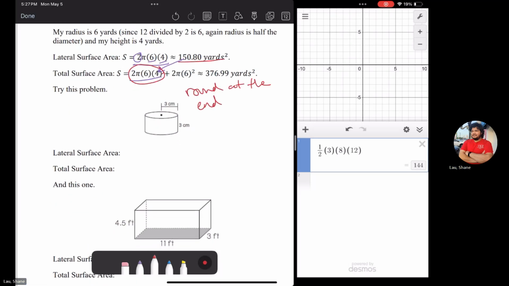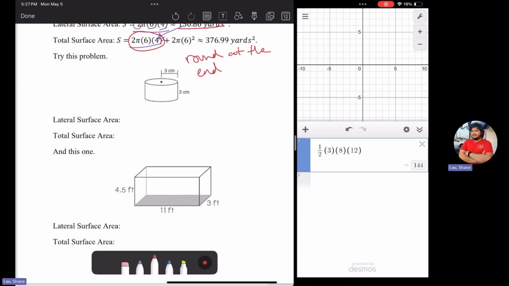Then I would round at the very end. After I've added those two values together, I find out what it is, and I round it at the end. There we go. Okay. Then I want you to go ahead and try these two problems. But I want to leave you with one calculator tip that's going to help you.